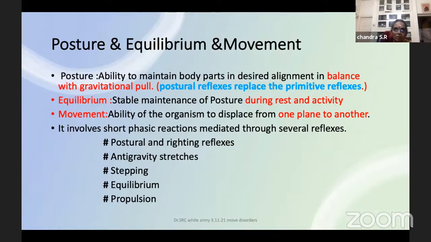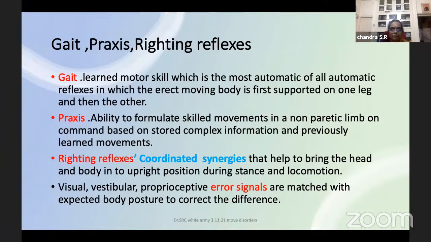Some of these small fragments we have discussed; I will not elaborate on this. And gait is a learned motor skill, the most automatic of all automatic reflexes, in which the erect moving body is first supported on one leg and then the other. So that is the definition of gait. It is happening just automatically. You don't even think. One leg is extending, another one is flexing, then the other one is extending, this one is flexing, it's just happening. So that is gait.